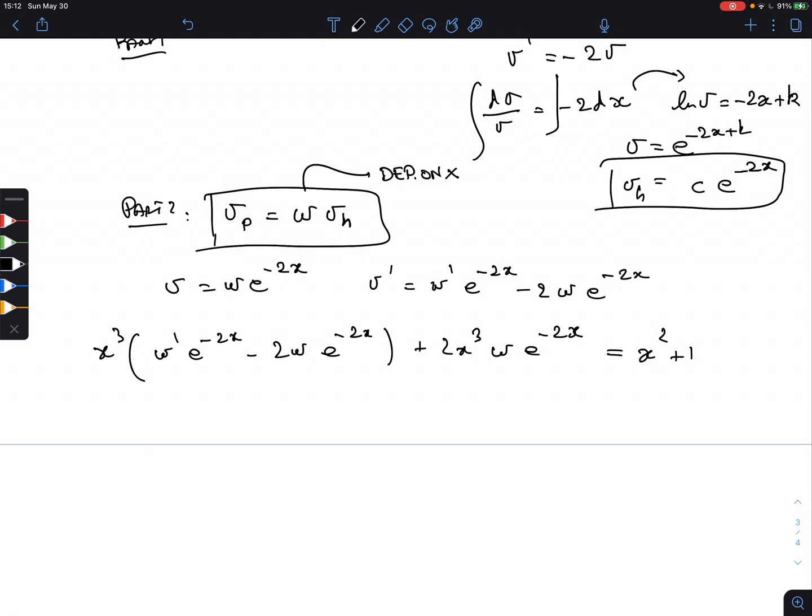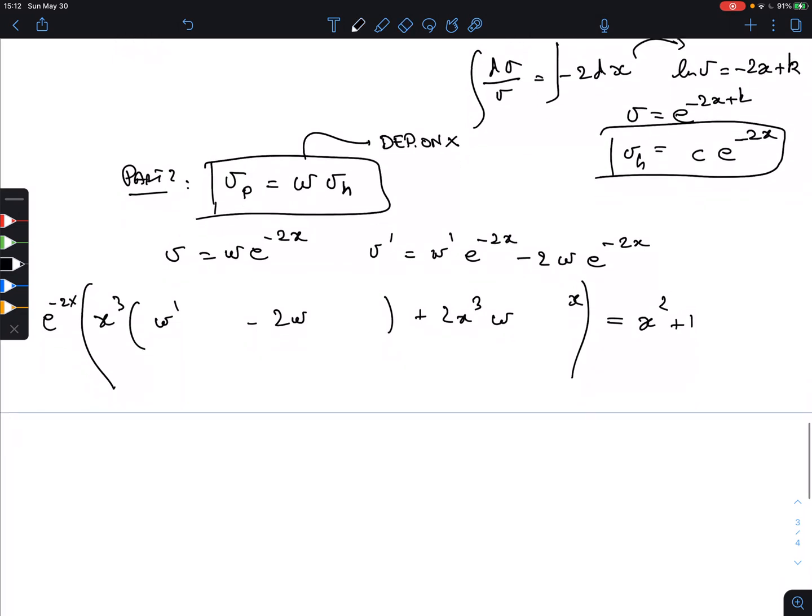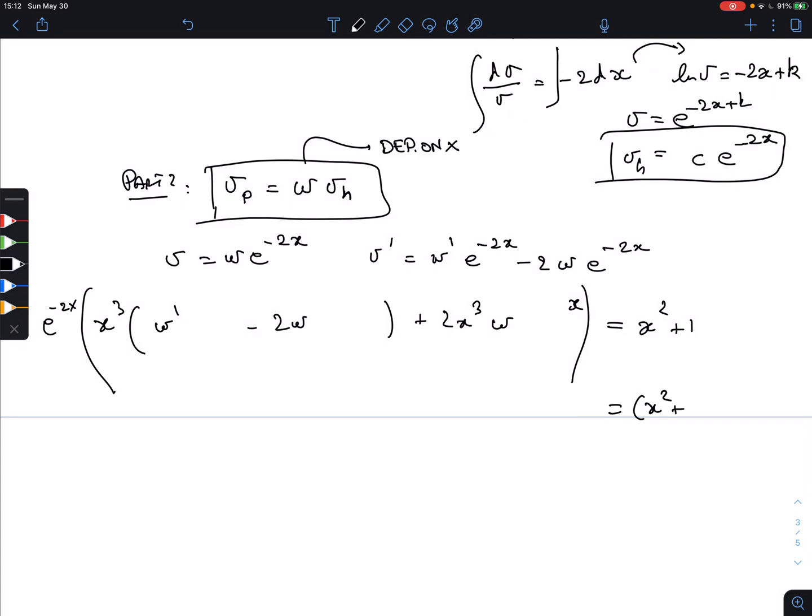I don't like my e to the minus 2x; I have an e to the minus 2x everywhere. So e to the minus 2x everywhere, and I'm going to factor this out, at least on the left hand side. Okay, so this is gone. And then I bring it to the other side, which I do in the next step here. So the right hand side becomes x squared plus 1 times e to the, now positive, x.